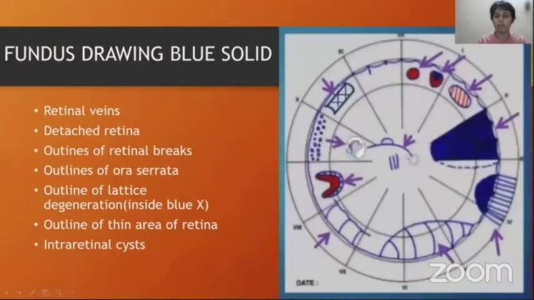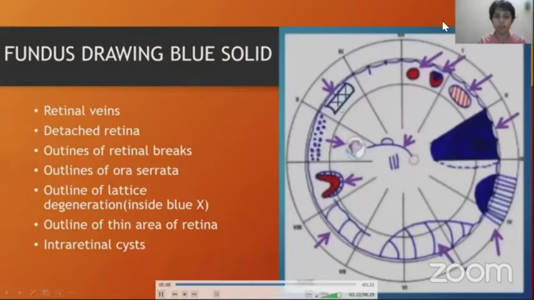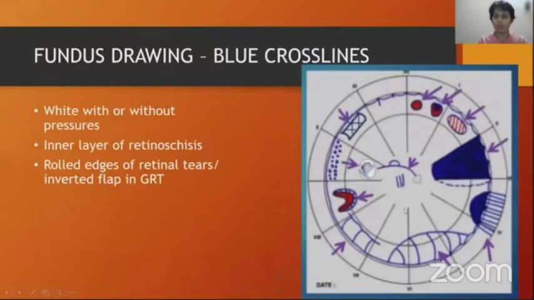Blue solid for retinal vein, detached retina, outlines of the retinal breaks. Inside will be blue cross. The ora serrata, these are the retinal cysts, intraretinal cysts, outside outline of the thin edge of retina. So blue cross lines, this is for white without pressure and the rolled edges of the giant retinal tear or the retinoschisis.